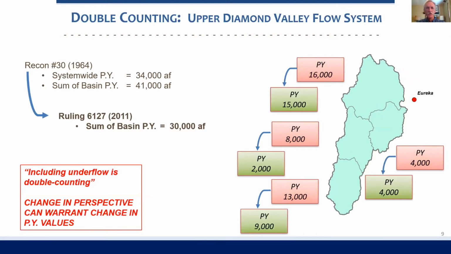Then, almost 50 years later, in 2011, the state engineer did re-examine and revise the perennial yields for the 4 basins to eliminate that double counting, and they established new and smaller perennial yield values that are equal to only the discharge caused by evapotranspiration in each individual basin.